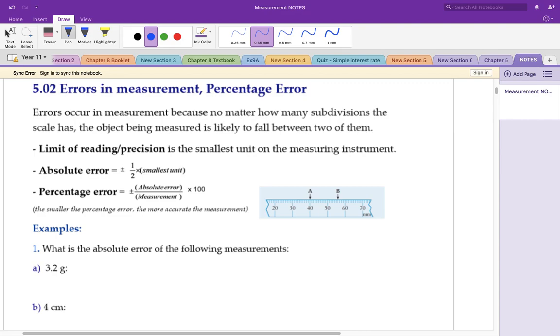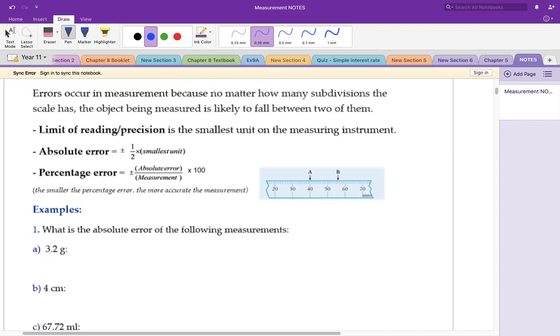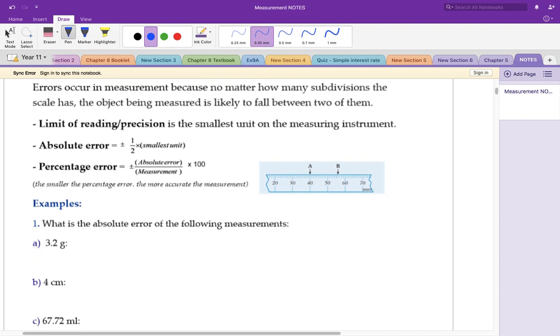So we say the limit of reading, or precision, is the smallest unit on the measuring instrument. What's that? For example, for a ruler, we see 20 centimeters and 30 centimeters, and there are 9 different intervals, and they cut 20 to 30 into 1 millimeter each. So 1 millimeter is going to be the limit of reading. That's the most accurate I can read too. So I can get, say, 5.3, 5.2, 1 decimal place, because of the 1 millimeter, right?